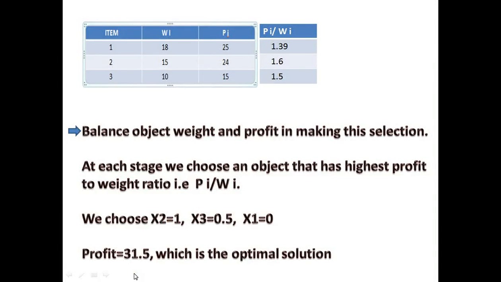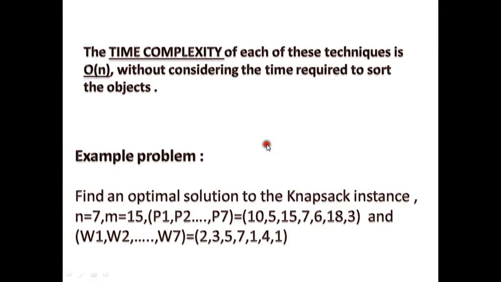Another idea is to balance between object weights and profit in making the selection. Here at each stage, we choose an object that has the highest profit to weight ratio, that is Pi by Wi. This gives us the optimal solution. For the above problem, P1 by W1 equals 1.38, P2 by W2 equals 1.6 and P3 by W3 equals 1.5. So here we are choosing one full unit of object 2, half of object 3 and nothing from object 1, which will give us a profit of 31.5, and which is the optimal solution.